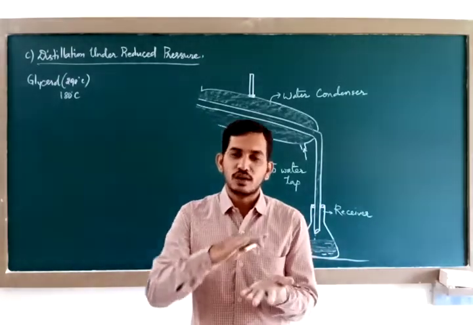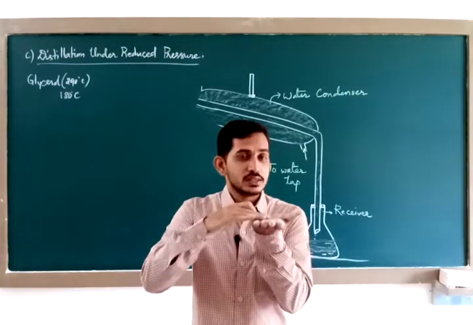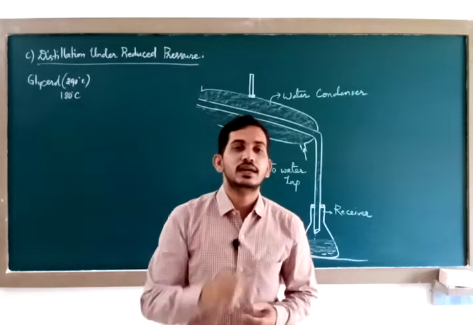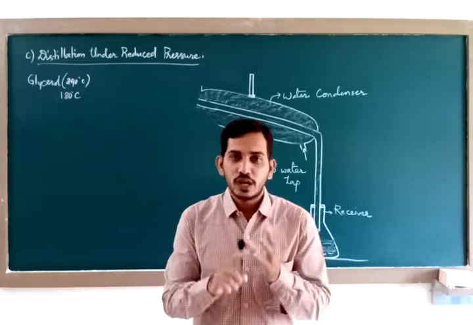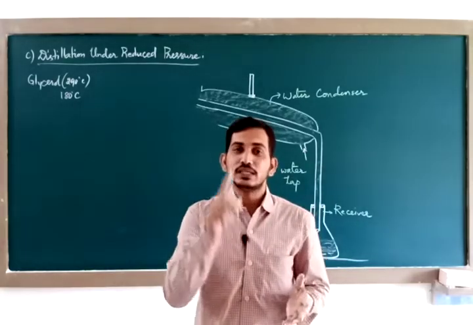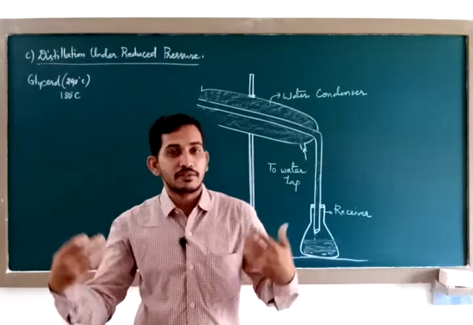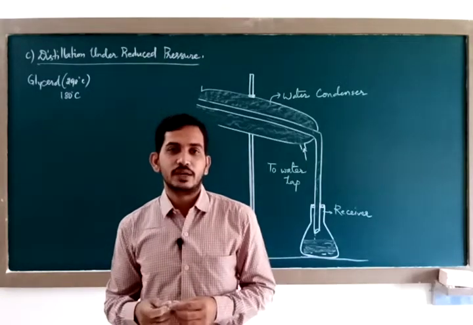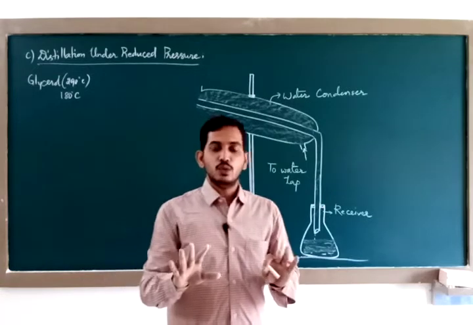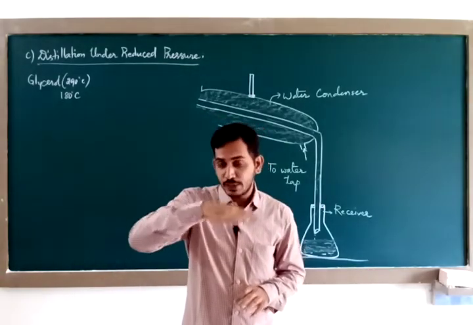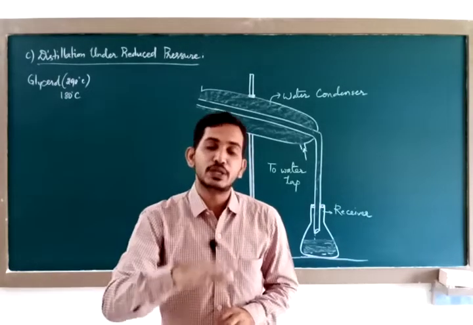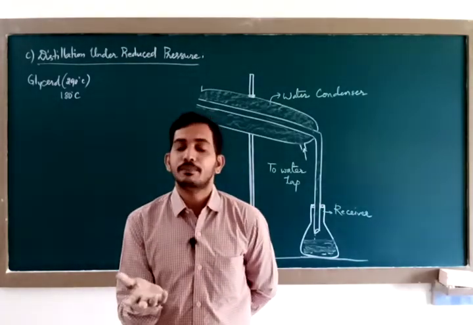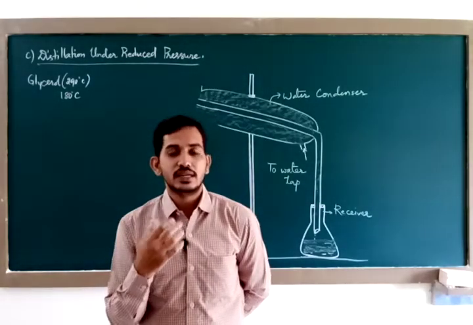Vapor pressure is nothing but the pressure on the surface of a liquid. When this pressure on the surface of the liquid becomes equal to the atmospheric pressure, the external pressure, only then will a liquid boil. That is also the boiling point. Now if somehow you reduce the vapor pressure of a liquid, then that liquid can be made to boil at a lower temperature. That is the main principle behind distillation under reduced pressure.